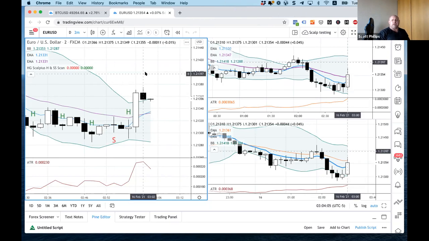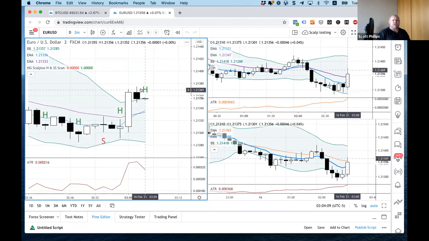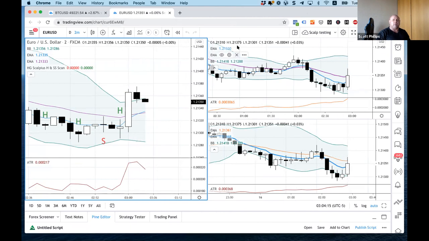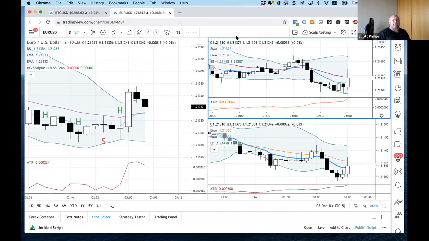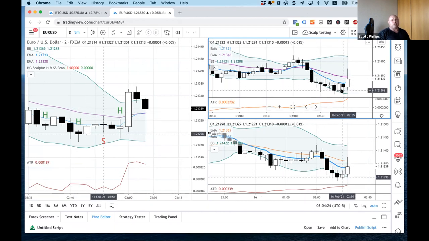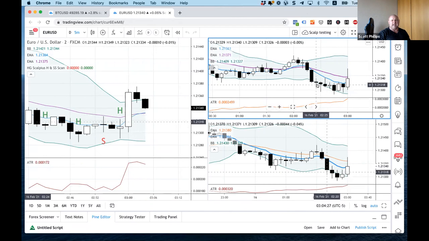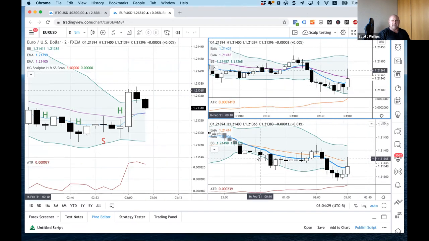All right. So to take a setup, we need to have a touch of the upper Bollinger followed by a lower close and then a higher close without breaking this high, the high of the Bollinger band touch. That's our setup. And we need confirming evidence on the 5 minute and confirming evidence on the 10 minute. Now we have confirming evidence because we're trending down according to our mechanical definition, starting here on the five and starting here on the 10. And we're still trending down.